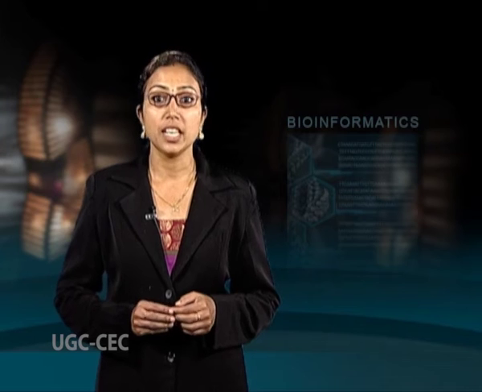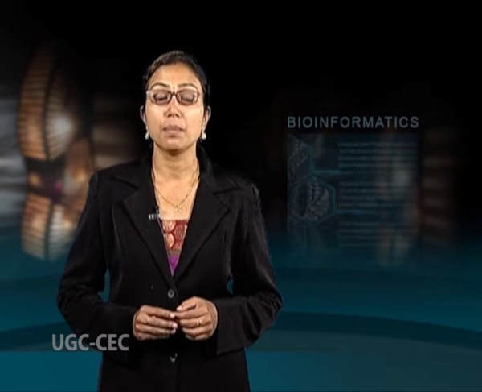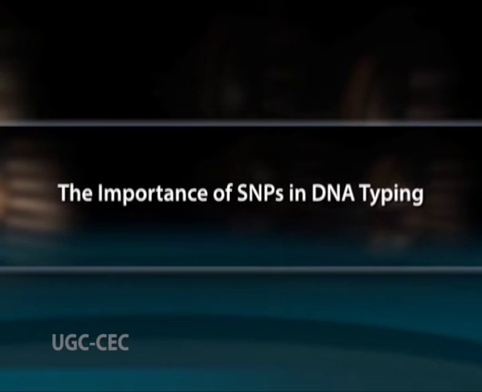SNPs are very useful for defining Y chromosome or mitochondrial DNA haplotypes and DNA phenotyping. Restriction fragment length polymorphisms can be separated and identified by gel electrophoresis. A single nucleotide polymorphism, A to C, causes loss of a restriction site. The importance of SNPs in DNA typing.